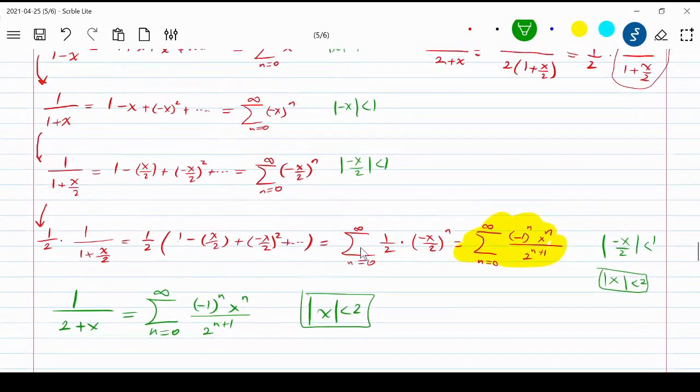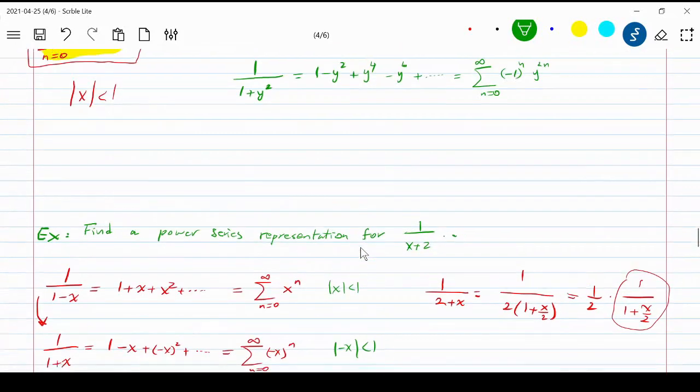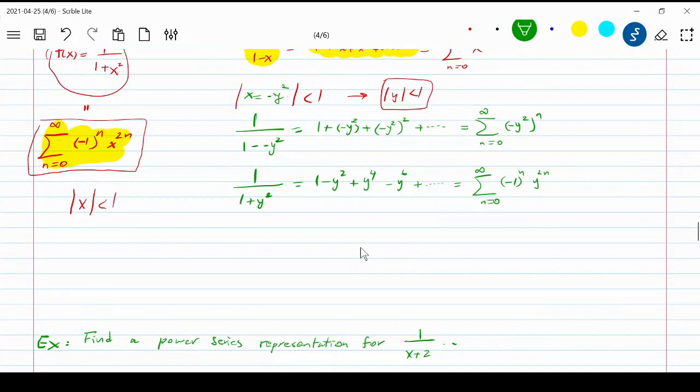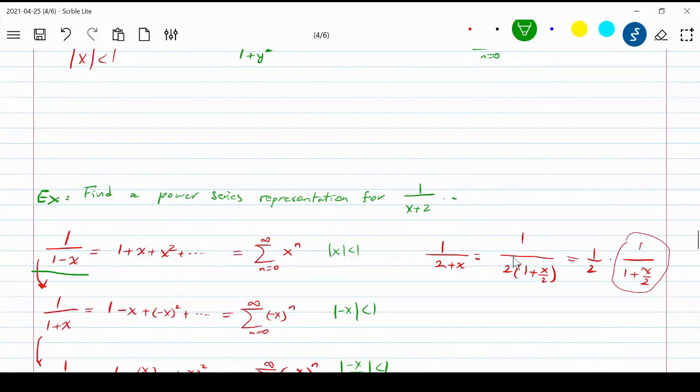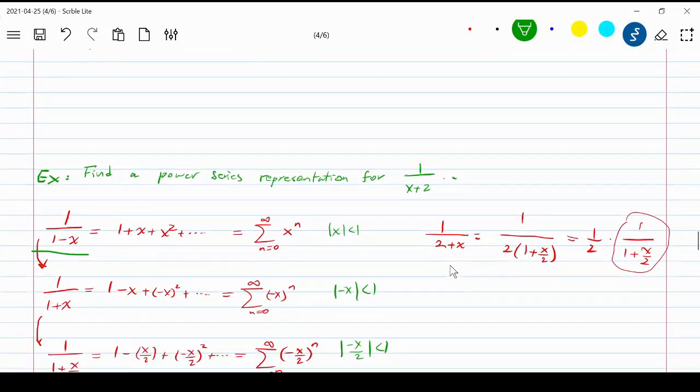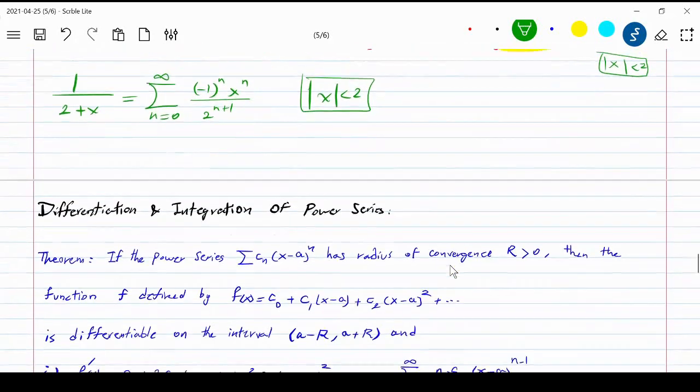So this idea is always lurking around. How do you recreate it? You start from this very basic one, and then you continue. Say, how do you create 1 over 2 plus x? If it was 1 over 3 plus x, you would go with the same idea.